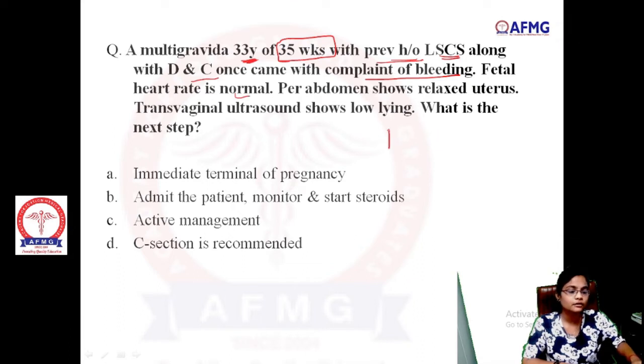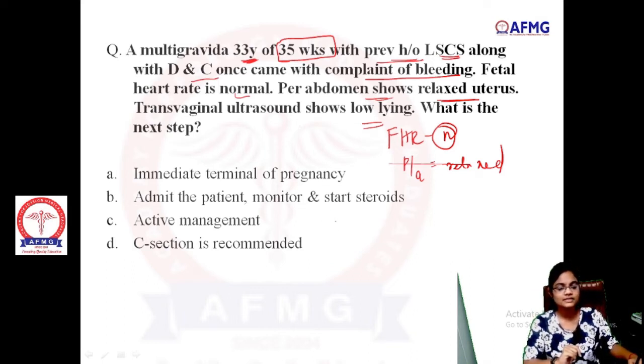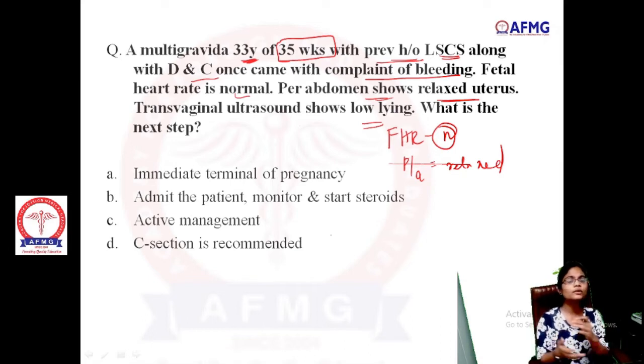So remember here, fetal heart rate is normal. Per abdomen examination shows a relaxed uterus. Transvaginal ultrasound shows a low-lying placenta. They are asking what the next step is. The options are: A, immediate termination of pregnancy; B, admit the patient, monitor and start steroids; C, active management; and D, C-section is recommended.